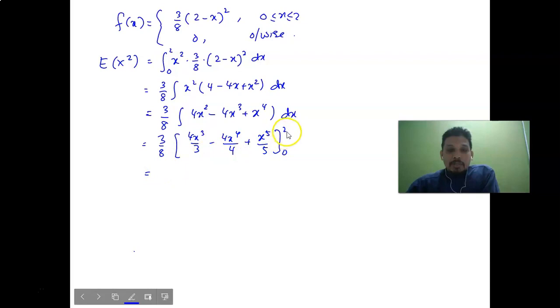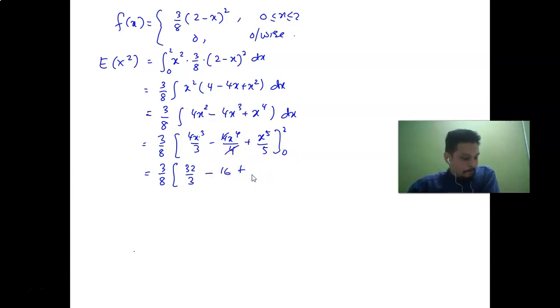So it's time for us now to substitute the value of x, 2 and 0, into this function here. So 3 over 8. Okay, substitute x with 2 first. So 2 cubed equal to 8. 8 times 4 equal to 32 divided by 3. 4 divided by 4 equal to 1. Okay, so 2 to the power of 4, 2, 4, 8, 16 minus or plus here. Okay, so 2 to the power of 5 equal to 32 divided by 5.